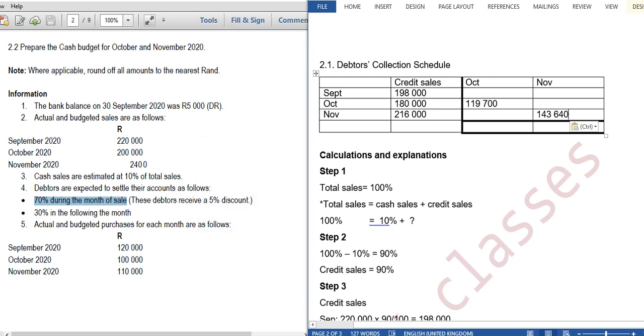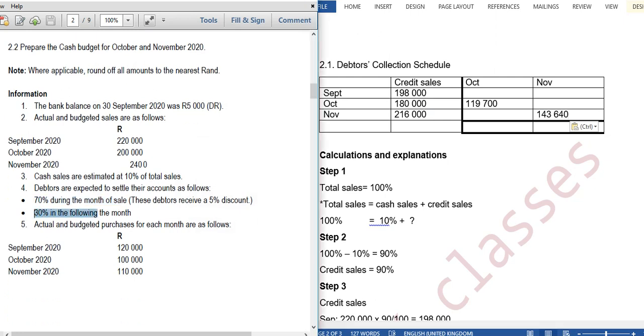So now let us go to another instruction. 30% in the month following the month of sales. So what does this instruction mean?